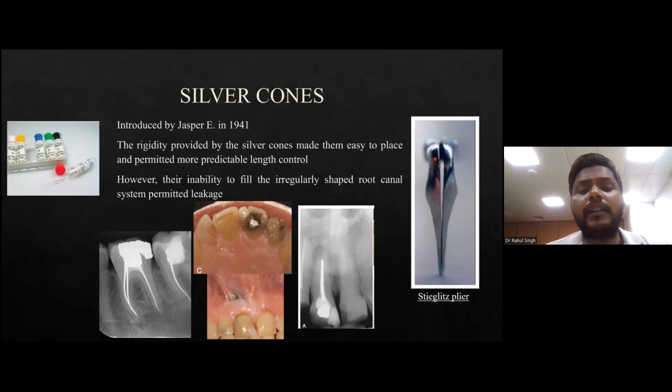However, the inability to fill the irregularly shaped root canal system leads to leakage, because the cones are very rigid and can't follow the root canal anatomy easily. Also, in the long term they release corrosive byproducts which can impede healing. Corrosive byproducts, as in silver sulfates and silver chlorides, are released when they come in contact with the periapical fluids, and they can hamper healing or even increase the periapical lesion. So silver cones are obsolete nowadays.